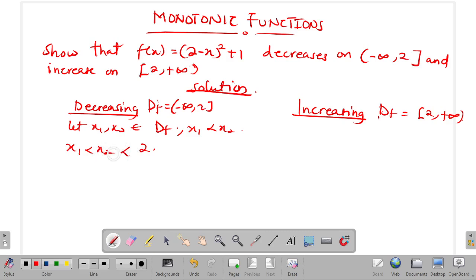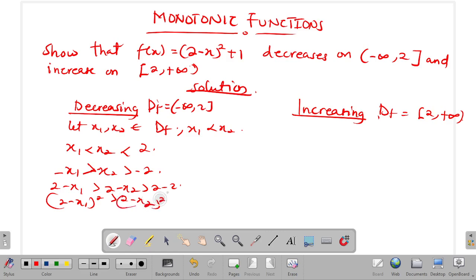At this point, you make these expressions look like what you have in the function. So you negate x, because x is negated. So you have negative x1. Once you negate, the sign reverses, so it becomes negative x2, negative 2. Then you add 2 because there's a plus 2 here. So you have 2 minus x1 greater than 2 minus x2 greater than 2 minus 2. Then you square it: 2 minus x1 squared greater than 2 minus x2 squared greater than, remember, 2 minus 2 is 0.